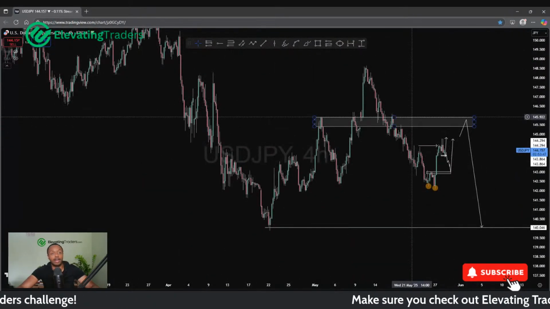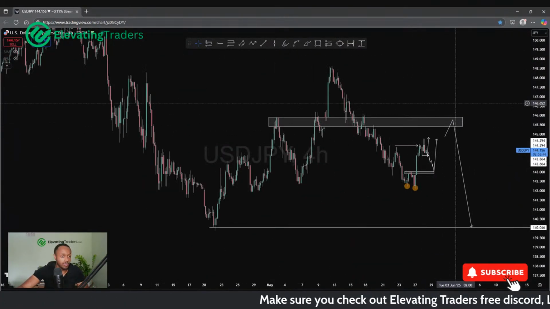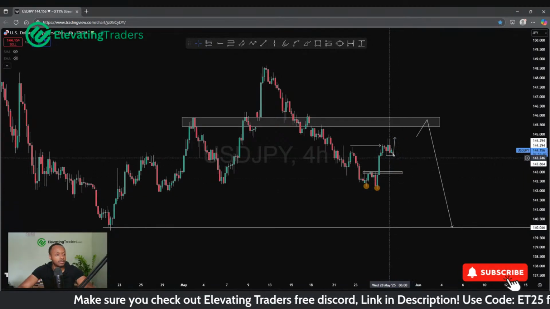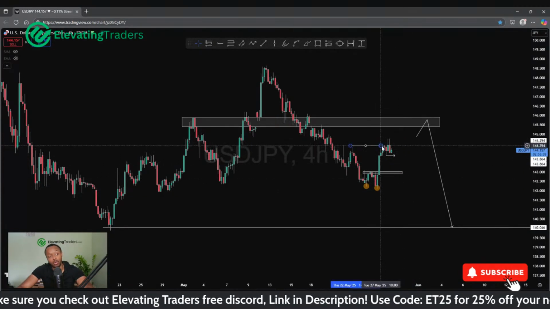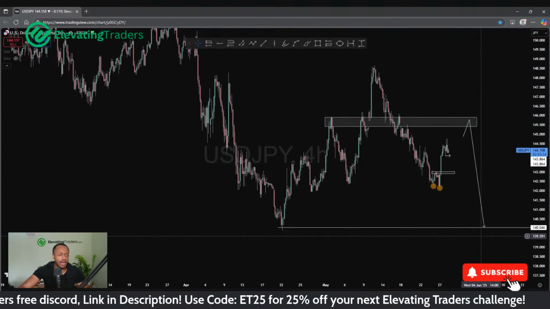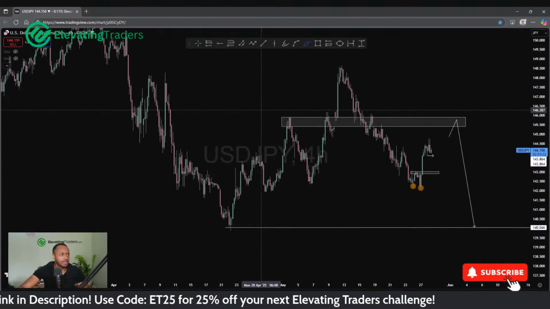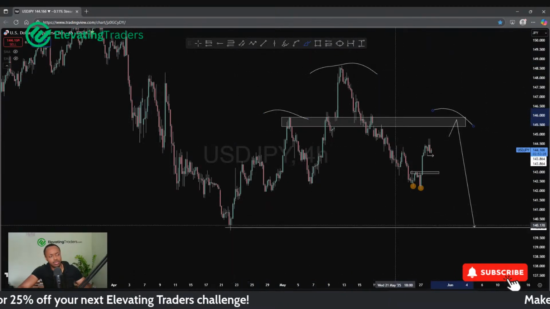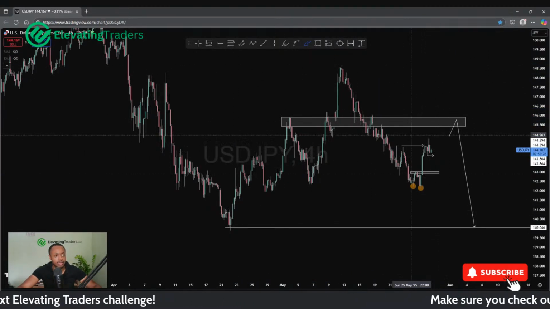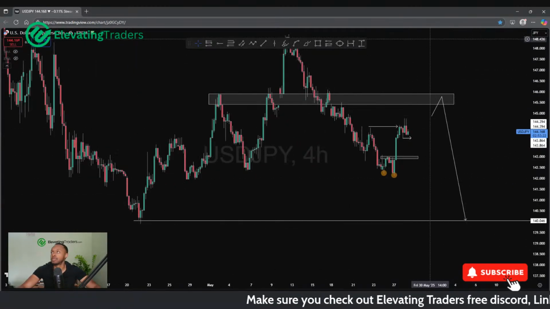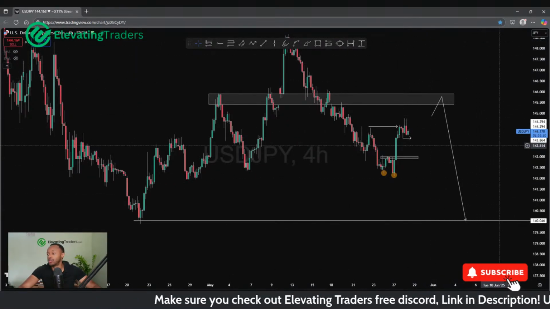So 145.5, if we can push back into that zone, that would definitely interest me for a sell. But yeah, we're not quite there yet, so I'll keep an eye on that as well. I like the idea of a possible head and shoulder pattern forming and some shorts back into the low. So we'll definitely keep an eye on that. But for now, looking at New Zealand and Aussie yen buys.